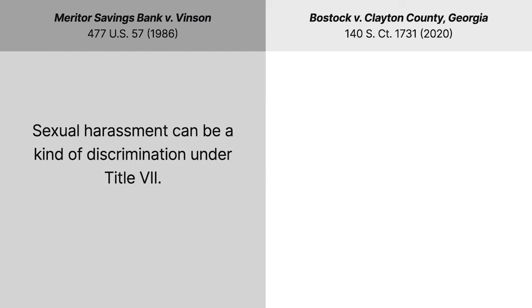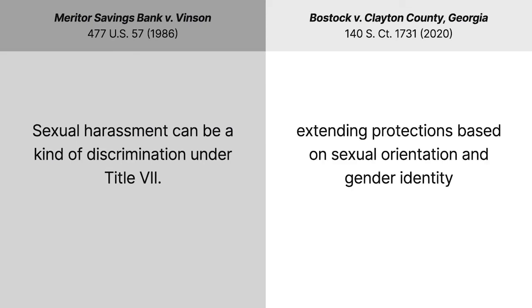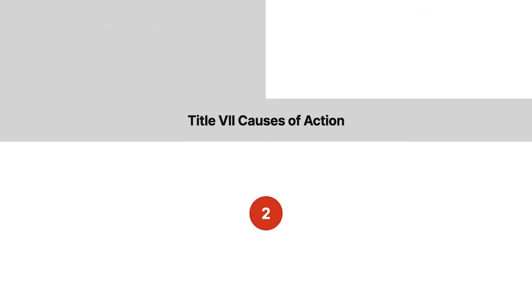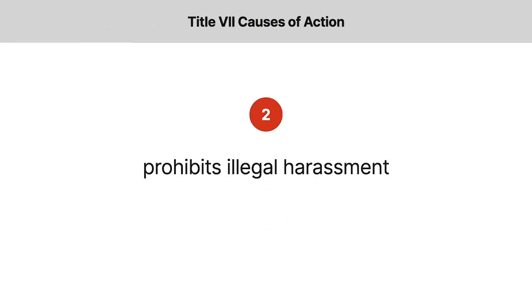And recently, just last year, this is actually a Supreme Court case from 2020, Bostock versus Clayton County, Georgia. This extended the protections of Title VII based on sexual orientation and gender identity, so expanded what could be a protected class. And in addition to just prohibiting discrimination, it also prohibited illegal harassment based on a protected category. So legally, harassment would be considered a form of discrimination.